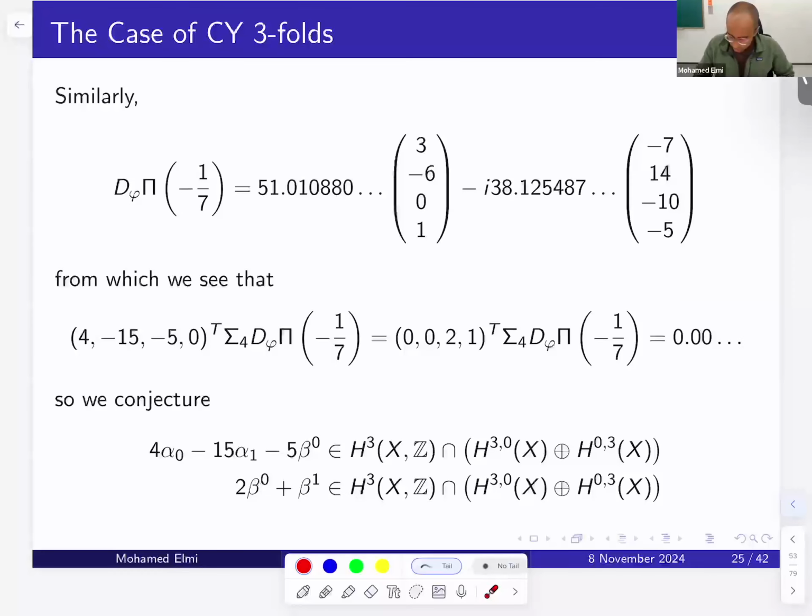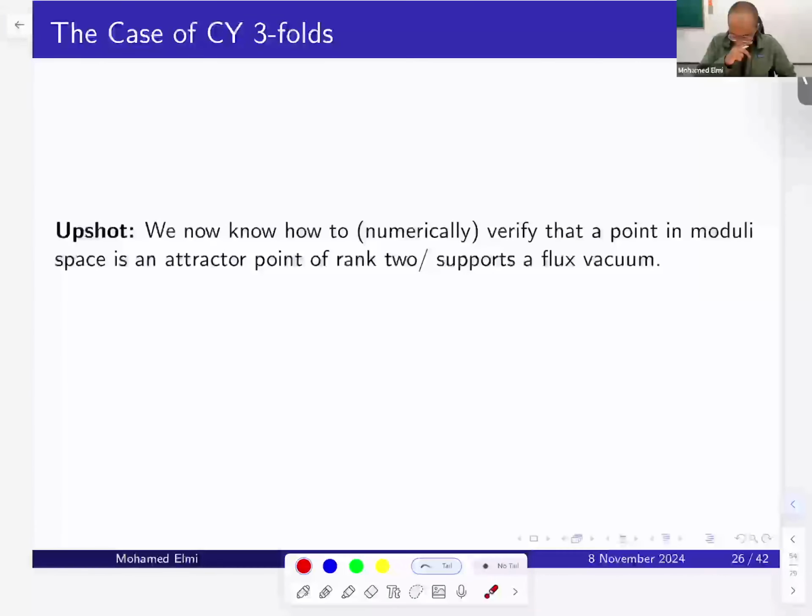And yeah, all of this you can do on a computer. If you just compute these periods, you know some trick from mirror symmetry, and this is something most PhD students can go away and do. Okay, so we know how to numerically at least verify that some point in the moduli space is an attractive point of rank 2, or you can say a supersymmetric flux vacuum. Everything I said should generalize to the multi-parameter case. And we know how to study Hodge decompositions at arbitrary points in moduli space.